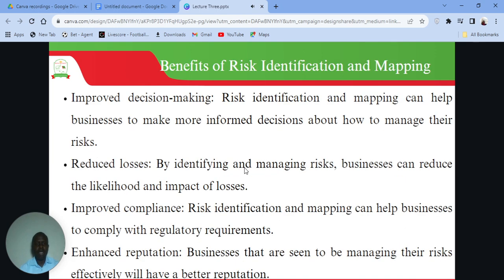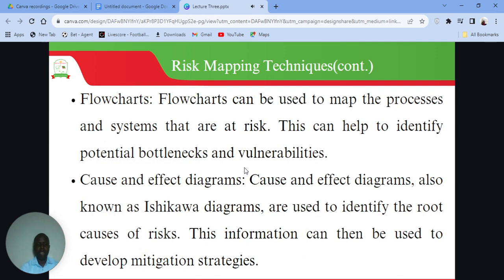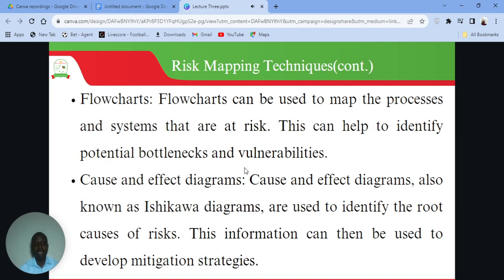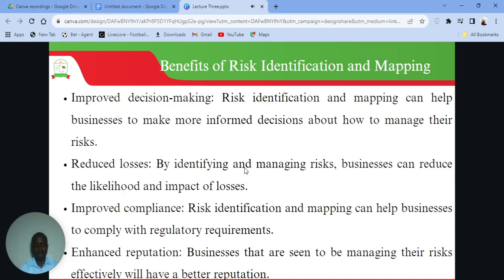Now, I invite you, based on these 4 techniques, to also do research and understand them image-wise. So you can look for an image of risk matrices, BOTI diagrams, flow charts, and cause and effect diagrams, at least to get into the depth of an understanding of these particular techniques.